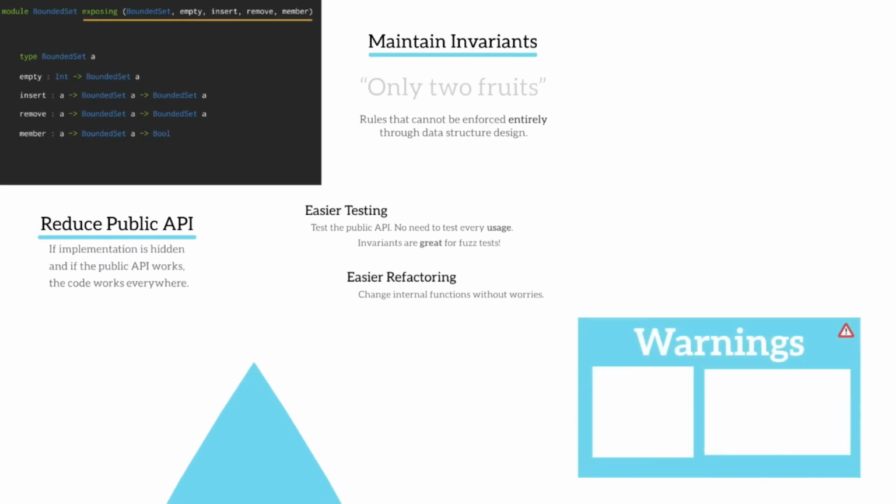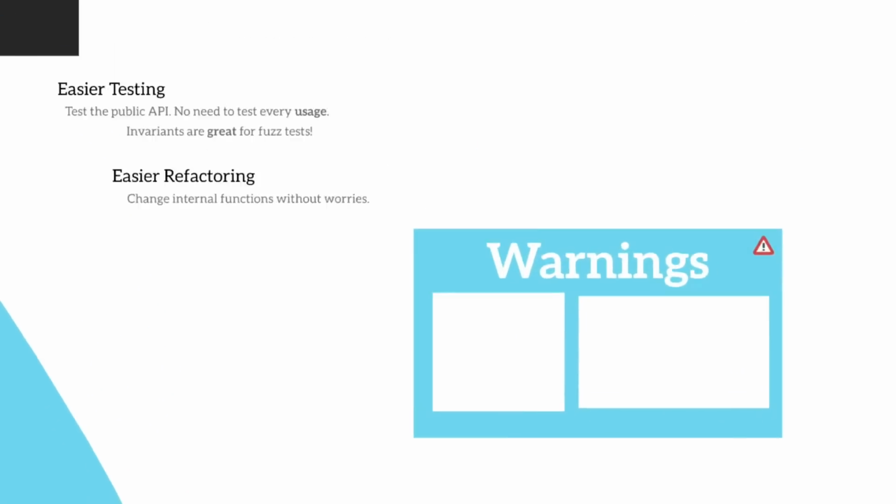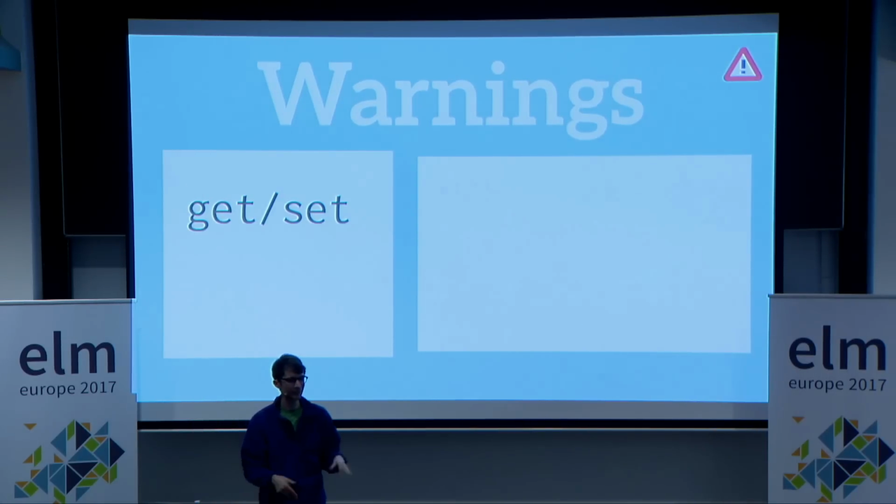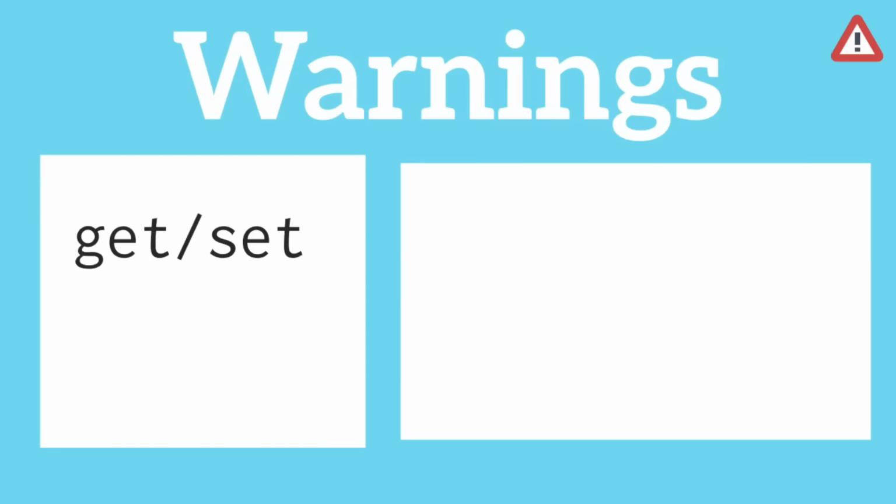So I want to add some warnings to this advice. First, if you find yourself writing get and set, right? So we hid the max size, but maybe someone's like, well, I want the max size. I won't do a bad thing with it. Okay, this is a bad sign. This is a bad sign when you have get and set.